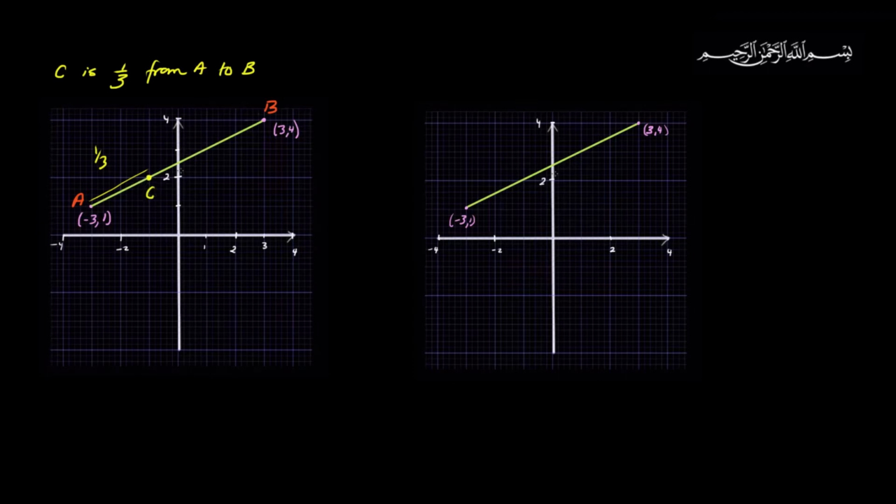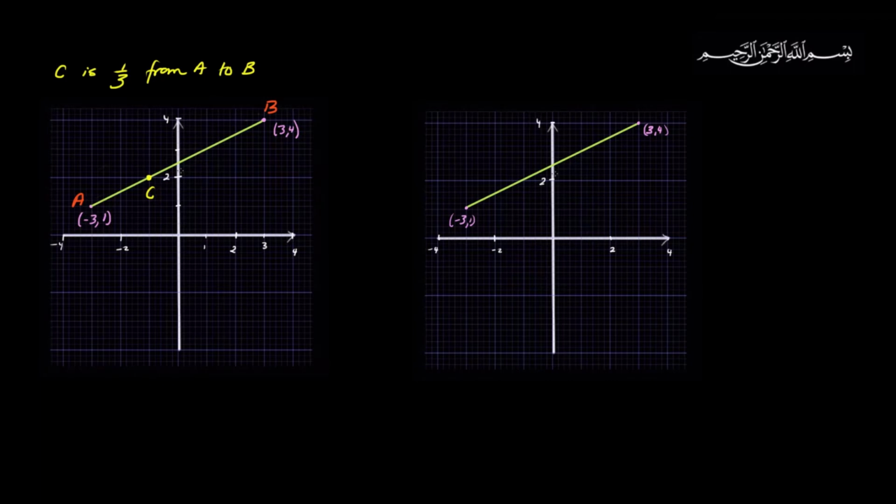I kind of see that, but I want to know the exact ordered pair for C that's only 1/3 the distance from A to B. Now, how do I go about doing that without guesstimating it by looking at the picture? I don't want to guess. I want to know exactly, precisely 1/3 the distance from A to B.